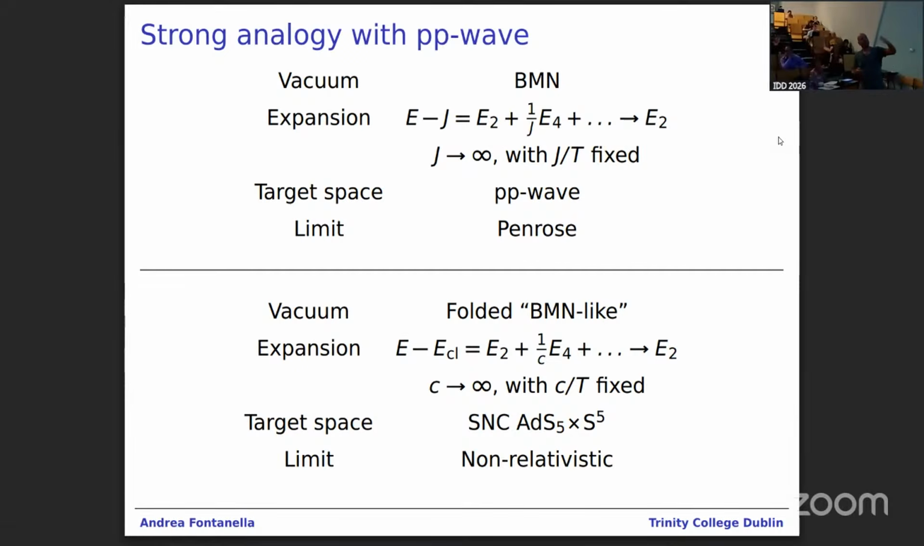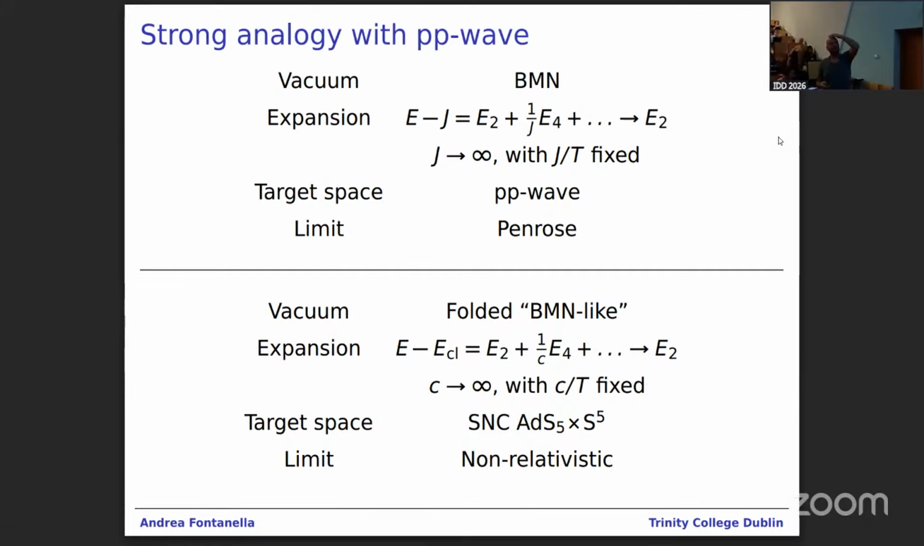There is an analogy with what we are doing here. Instead of taking the BMN, now the vacuum for your relativistic AdS5 x S5 should be the folded BMN string. Here the expansion around the classical solution has not been done, but if I had to say how it will look, it will be a quadratic expansion plus a lot of corrections that are dominated by powers of 1 over C. And now if you take the ratio C over T fixed and you take C to infinity, we must know, because of the result that I showed you in the previous slide, that all those corrections must go away, and you just remain with the quadratic oscillators in AdS2 now. And the target space that you probe in this limit is actually the string Newton-Cartan of AdS5 x S5, and the limit is not a Penrose limit, but is non-relativistic.